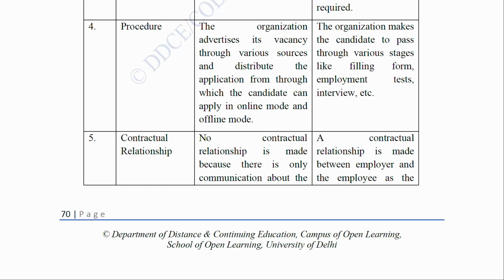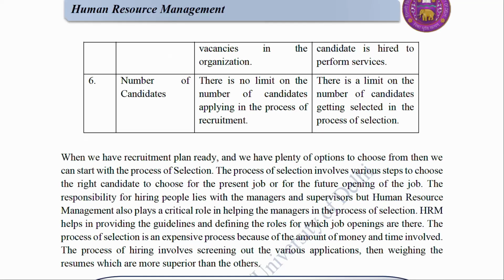Whereas in case of selection, the organization makes the candidate pass through various stages like filling form, giving test, interview, etc. Fifth, in case of recruitment, there is no contractual relationship, whereas in case of selection, there is a contractual relationship between the employer and employee. There is no limit on the number of candidates applying in the process of recruitment, whereas there is a limit on the number of candidates getting selected in the process of selection.